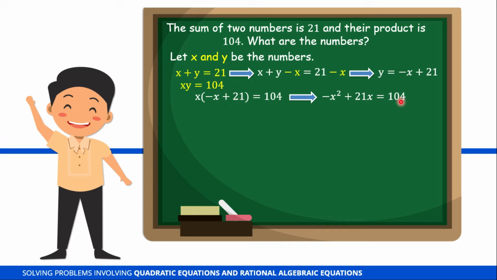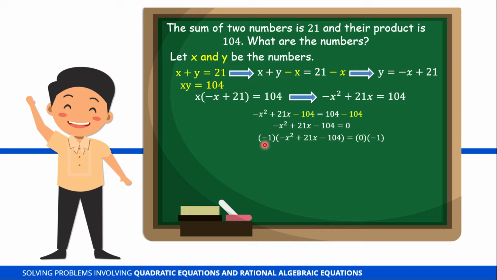to 104. Gawin natin 0, itong nasa kabilang side ng equation. Mag-add tayo both sides ng negative 104. This will become 0, 104 minus 104, and sa kabilang side naman, magkakaroon tayo ng negative x squared plus 21x minus 104. Sa pagsasolve ng quadratic equation, okay, lalo na kung ang gagamitin natin ay factoring, mas madali kung ang quadratic term natin ay positive.